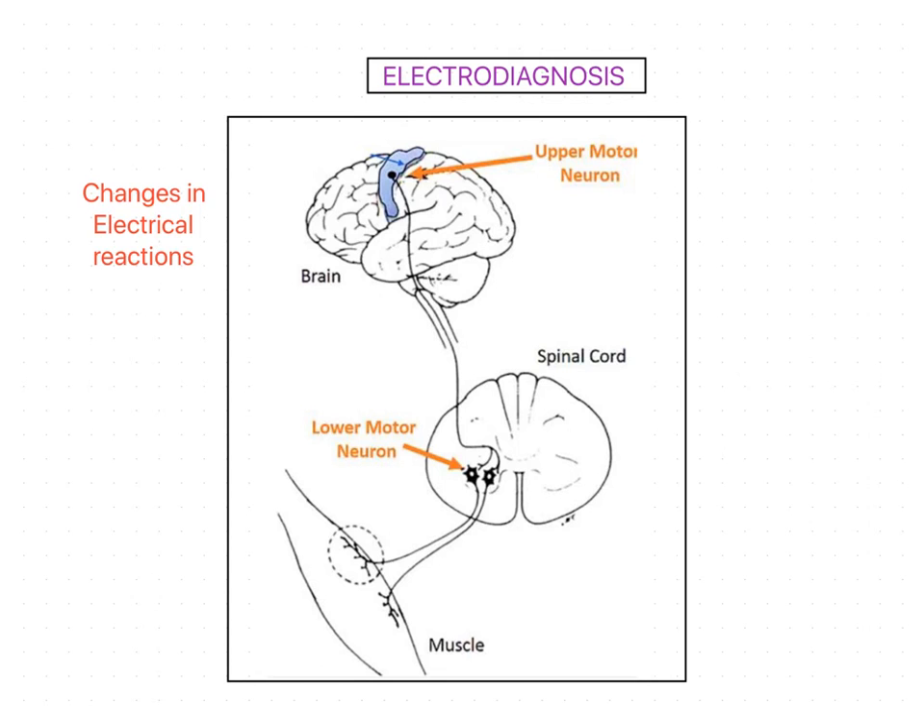In the next session we are going to discuss how we can measure the strength of the muscle by different methods, which are called methods of electrodiagnosis.